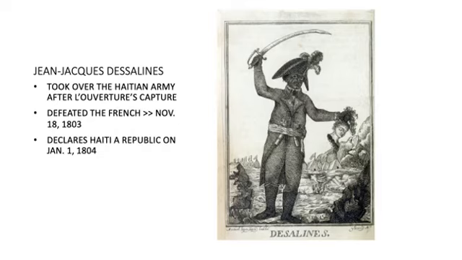And eventually that army is going to be able to defeat the French on November 18th of 1803. And by January 1st of 1804, Haiti is going to declare itself a republic, meaning that it is going to be completely independent of the French.